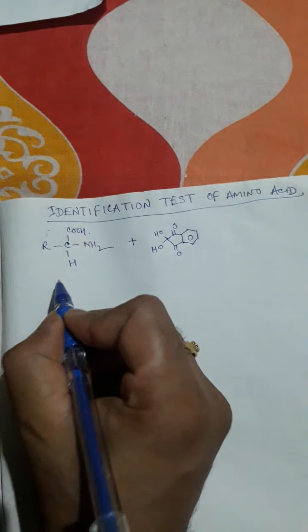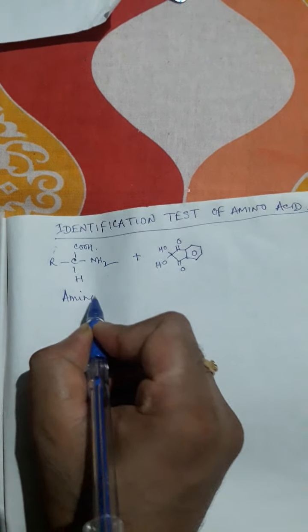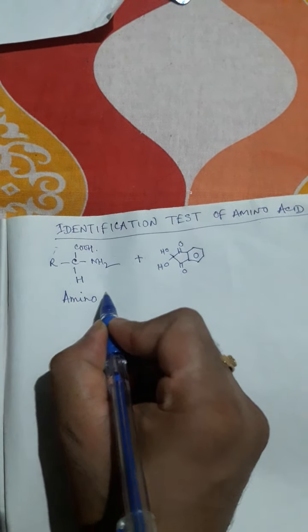Hello friends, today I would like to discuss the identification test of amino acid. Now, what is amino acid? If you see this structure, it is a structure of an amino acid. Why is it called amino acid? If you see the structure, it contains both the functional groups, namely the amine group and the COOH group. So COOH is basically an organic acid. That's why acid, and it contains NH2, that's why amino acid.